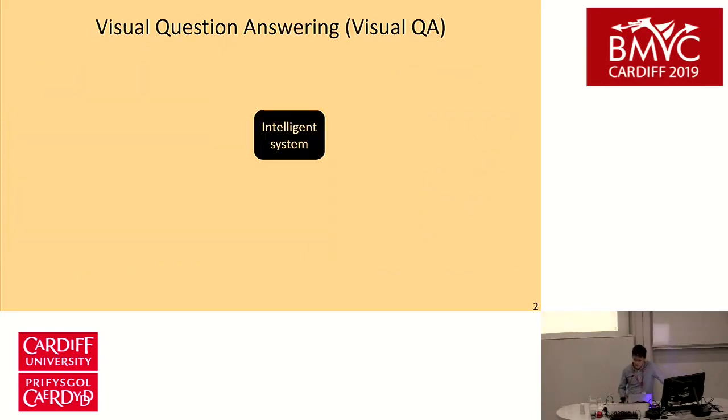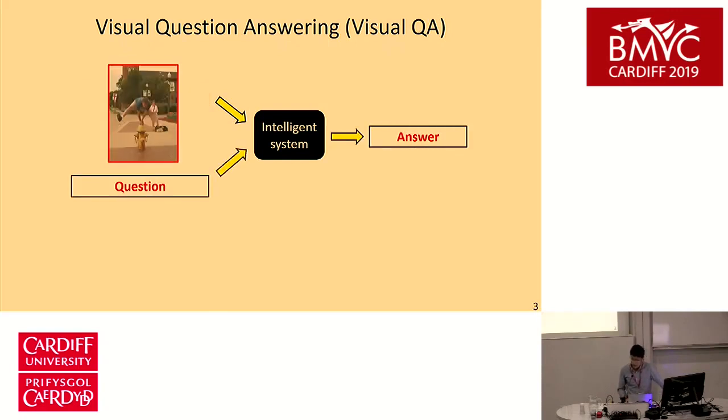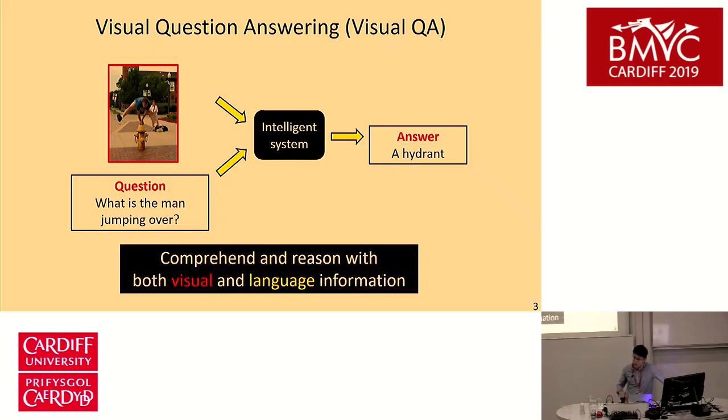Just in case you are not very familiar with VQA, it is a task where, given an image and a question, the system returns an answer. For example, we have this image and we ask, what is the man jumping over? And hopefully the AI returns a high jump. So it is a task that requires the model to perceive both visual and language information at a comprehension level.